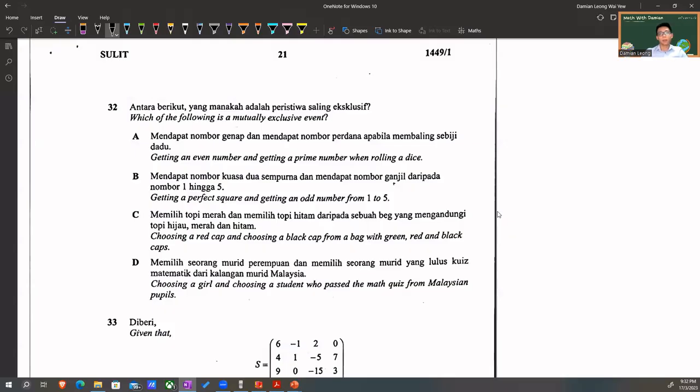Red cap and black cap from a bag with green, red, and black caps. Yeah, that would be mutually exclusive. Choosing a girl and choosing a student who passed the math quiz from Malaysian pupils. Definitely there are girls who pass the math quiz. So also not mutually exclusive.